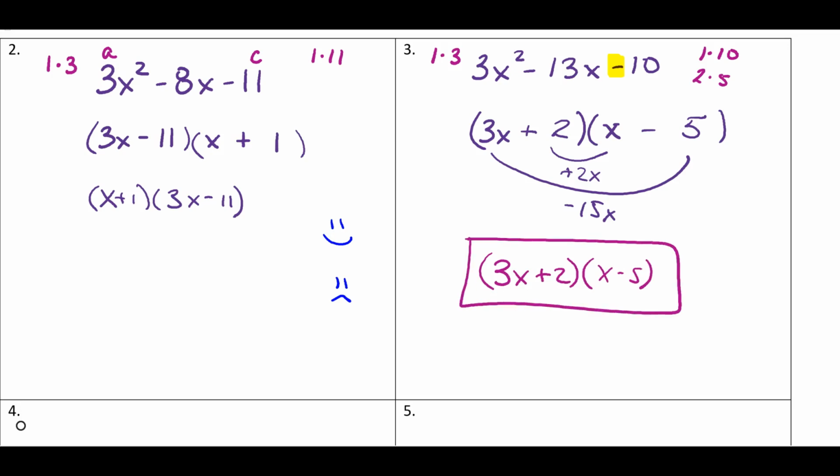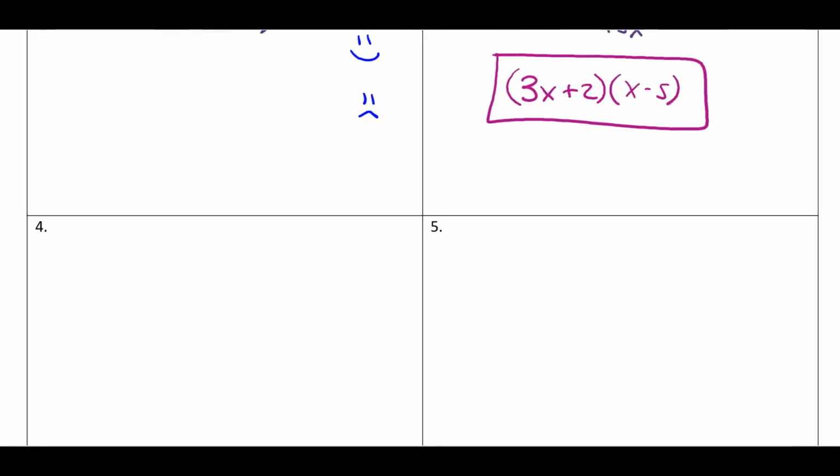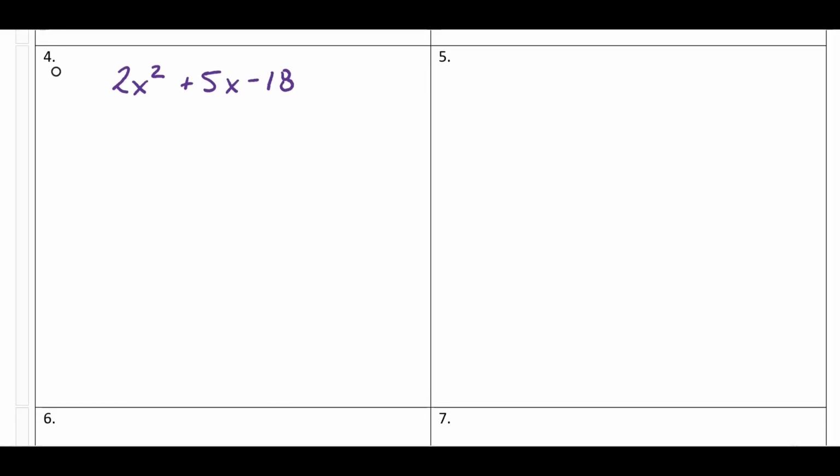Okay, again, if you got this one correct, give yourself a smiley face. If you got it incorrect, give yourself a frowny face. All right, number 4. 2x squared plus 5x minus 18. So again, pause the video. When you think you're ready, turn it back on.